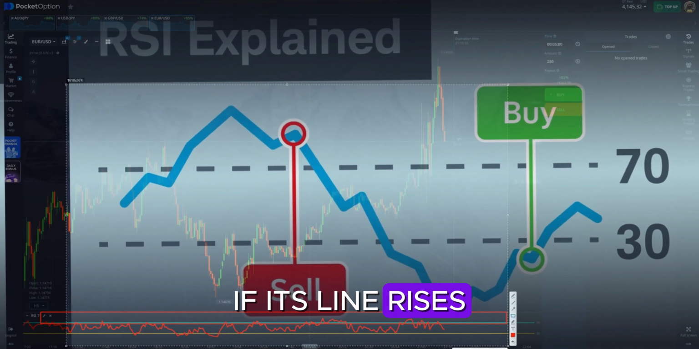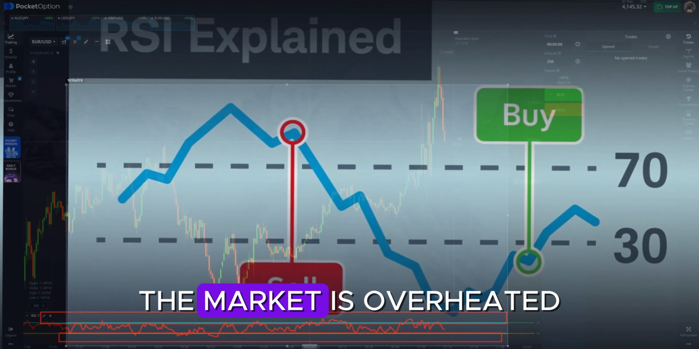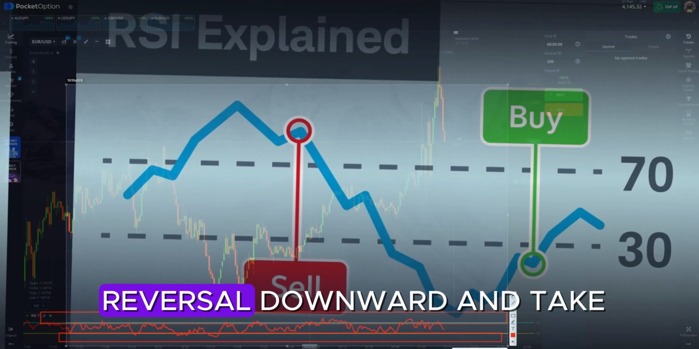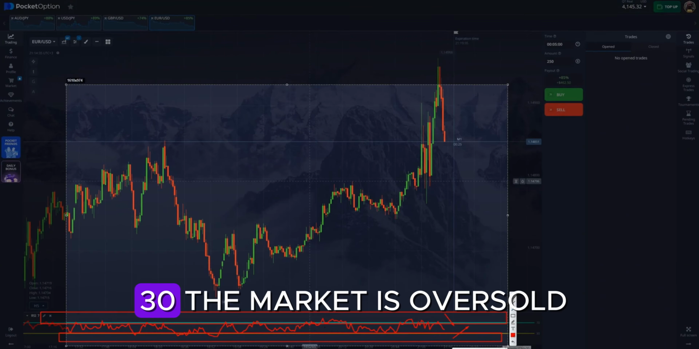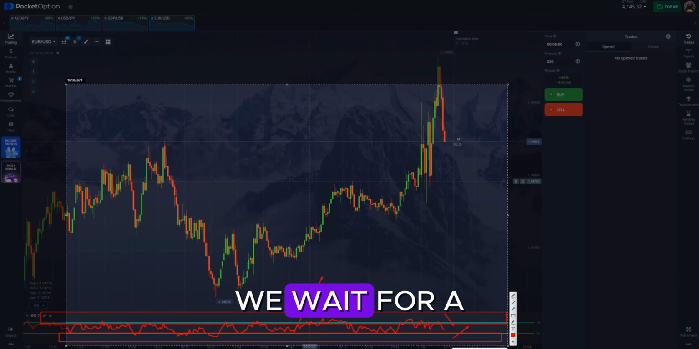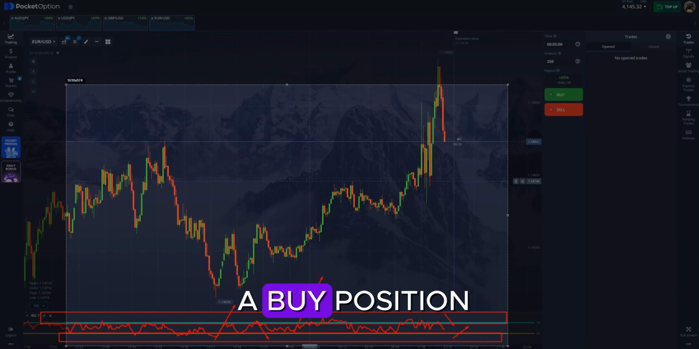If its line rises above the 70 level, the market is overheated. We wait for a reversal downward and take a sell position. If it drops below 30, the market is oversold. We wait for a reversal upward and take a buy position.